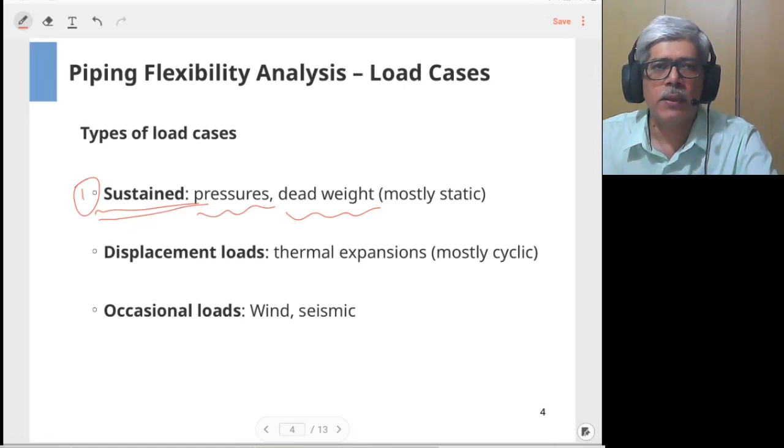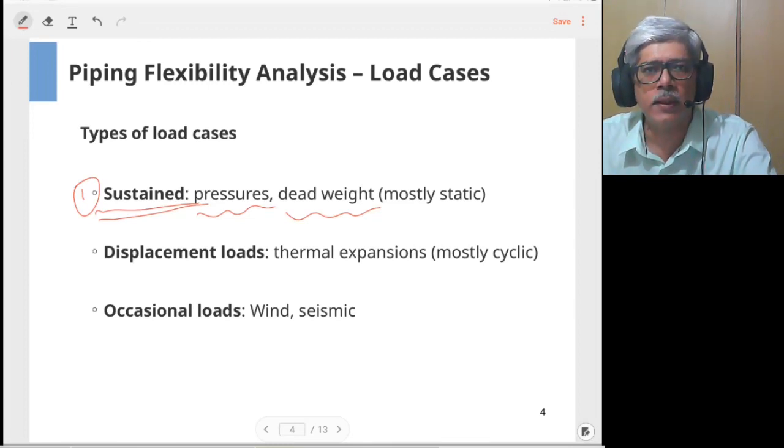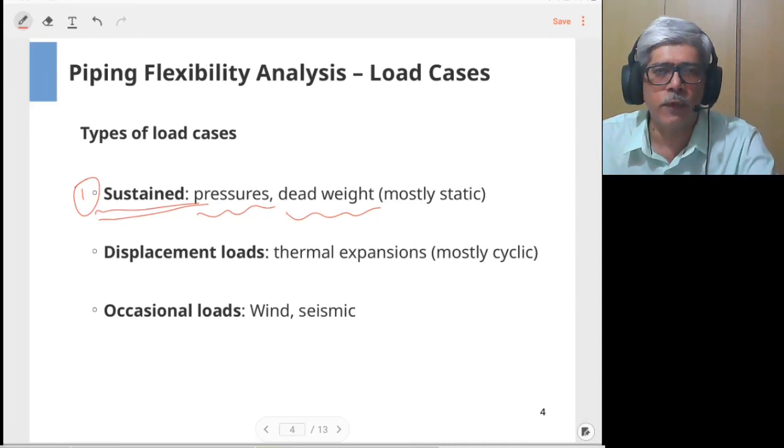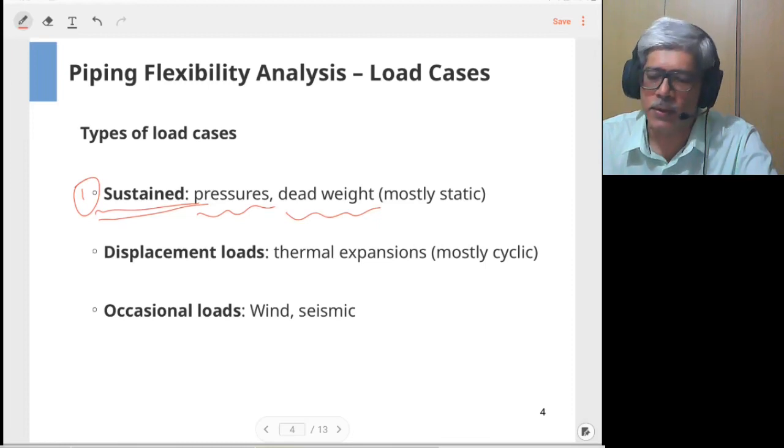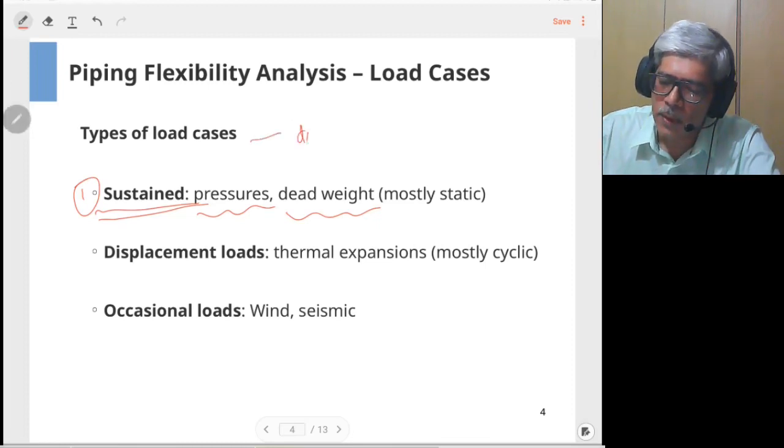So each of these is a sustained load, and for them one load case is run in order to find the stresses and deflection. The reason why we have different load cases is because this sustained load case is going to act permanently throughout the life of the equipment, whereas the remaining two cases will have a different nature of loads. Because of this, each load case has a different allowable stress.